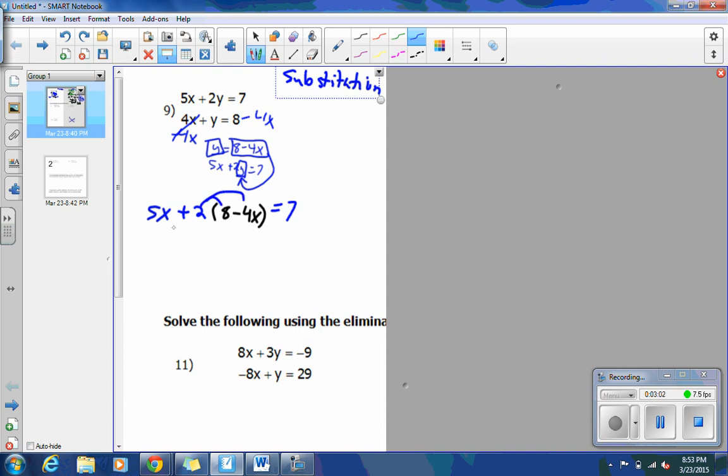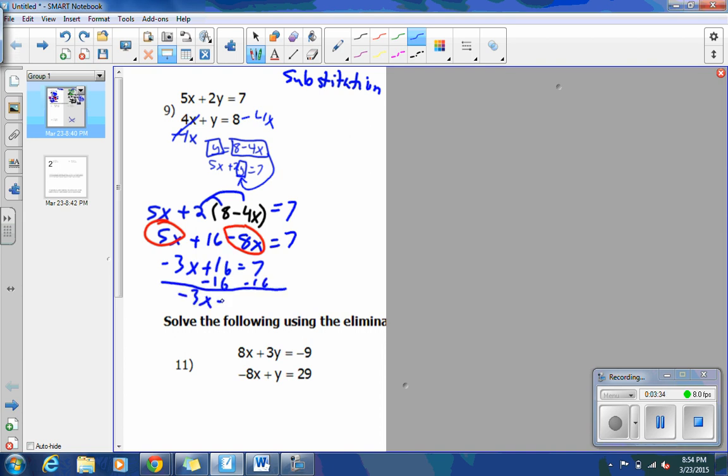Alright, do some distributing here. We have 5x plus 2 times 8, which is 16. And minus, because we have a minus sign, 2 times 4x, which is 8x, equals 7. And I'm going to combine some like terms. We have a minus 8x, and we have a positive 5x. That's negative 3x plus 16 equals 7. When we subtract 16 from both sides, you end up with negative 3x equals negative 9. And lastly, divide both sides by negative 3, and you end up with x equals positive 3.